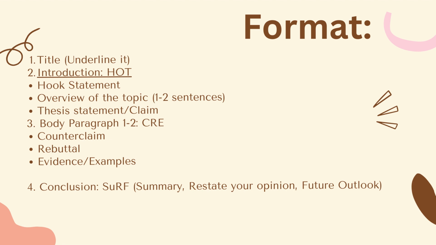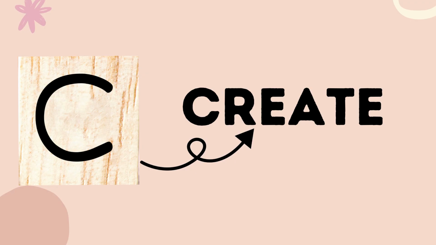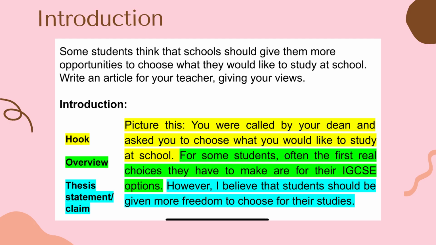The next will be conclusion. Conclusion will be following this acronym SURF. SU for summary, R for restating your opinion, and F for future outlook. Once you're done brainstorming your ideas, you will now create. Create, as in this is the start of you writing your own article.